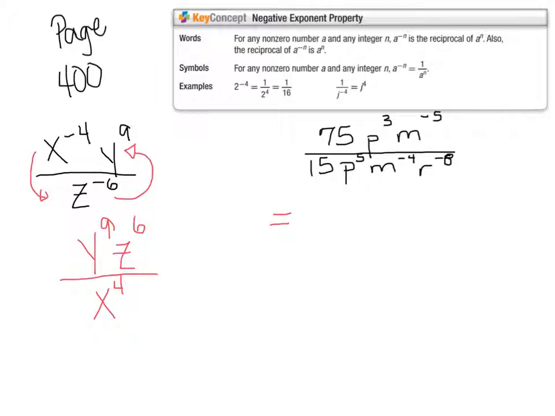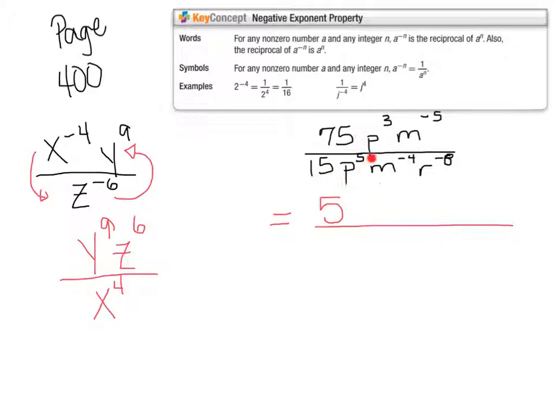15 goes into 75 5 times. Now, since the larger number is in the numerator, my 5 will stay in the numerator. Okay, now, deciding which of these p's needs to cross, because we need to simplify that away. You can do it two ways.